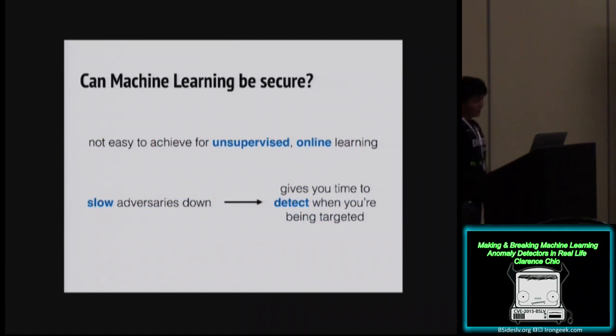So can machine learning be secure? It's not easy, because the very notion of reinforcement learning, the very notion of online learning means that you have to adapt to the data. And fundamentally, it's hard to distinguish between real drift, real changes in the traffic that you expect, and adversarial traffic that aims to poison your model. But what you can do is slow adversaries down, and it gives you time to detect when you're being targeted. And I think it's definitely not a lost cause.